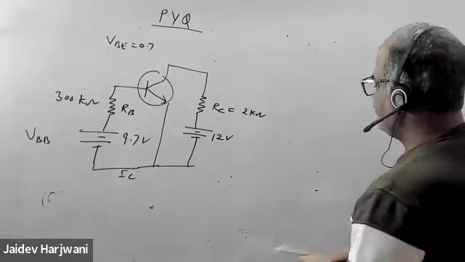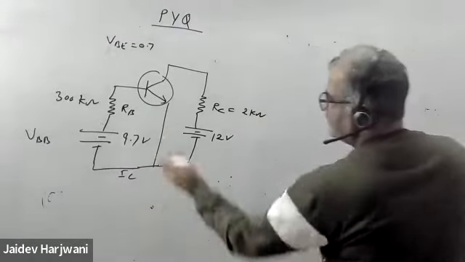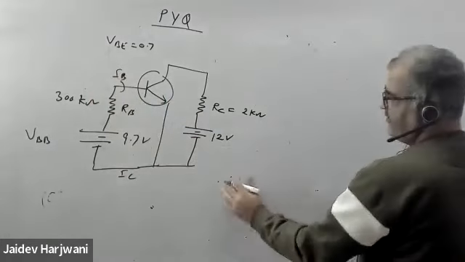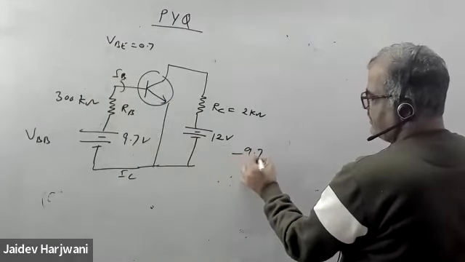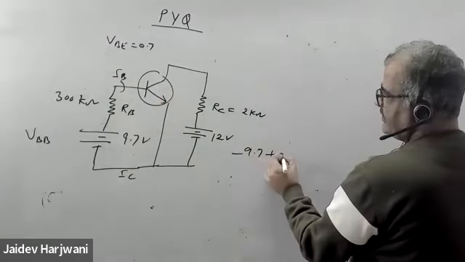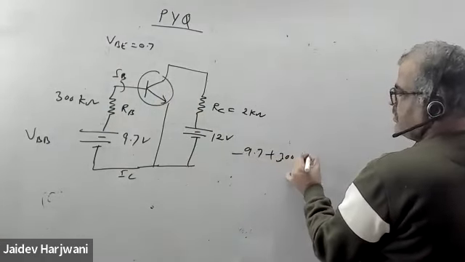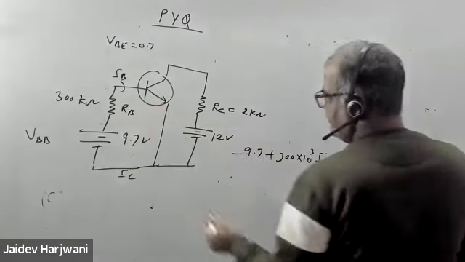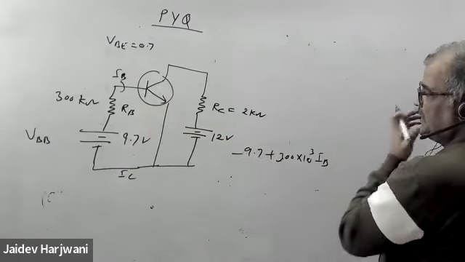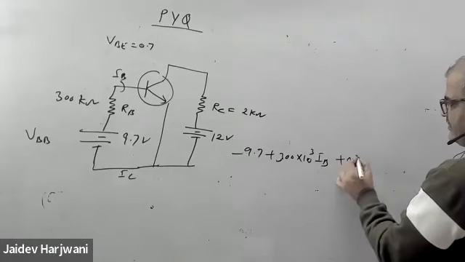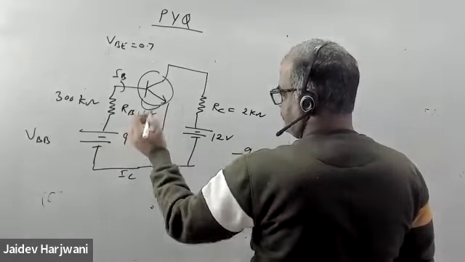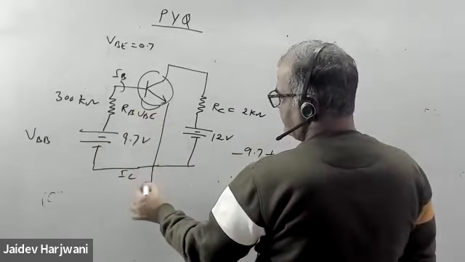So you have values what? IB. This is your IB. So you can find VBB: minus 9.7 in this loop plus 300 kilo ohm times IB. And this is VB, 0.7. 0.7 equals to 0 here. VB. If you want, you can make this ground position.